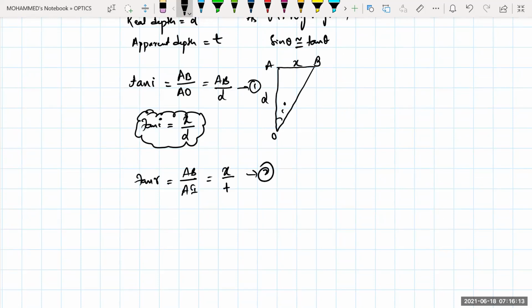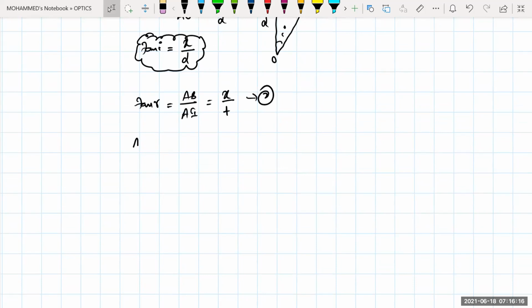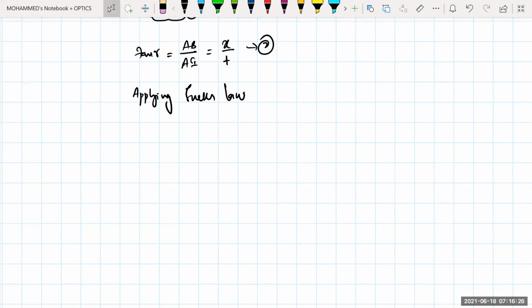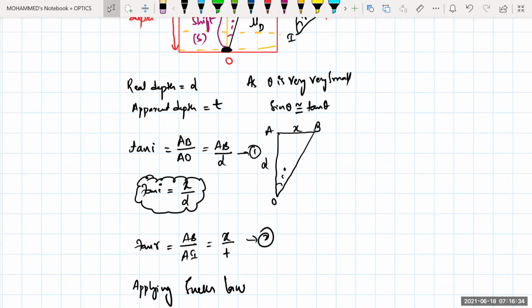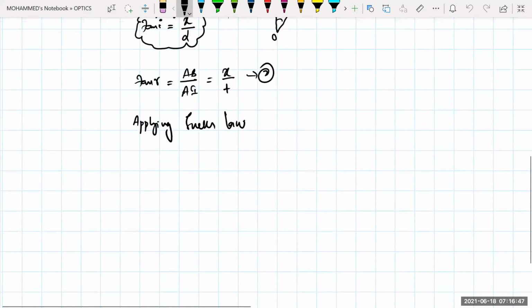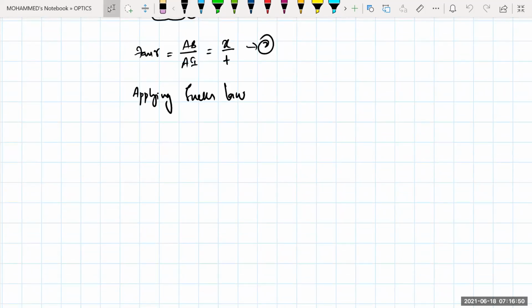Applying Snell's law, the two rays must be very close to the normal. Then only I can say that A and B will be very, very small. If the A and B distance is smaller, like 1 degree, 2 degree, or 3 degree, then A and B are almost coinciding. So if I am applying Snell's law, what is the Snell's law formula?